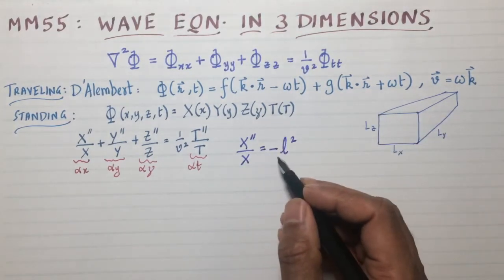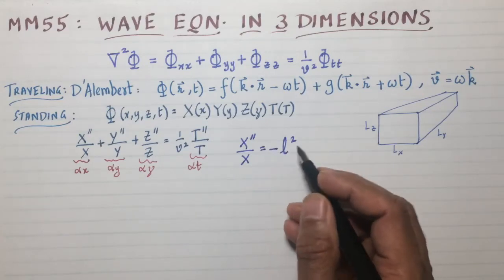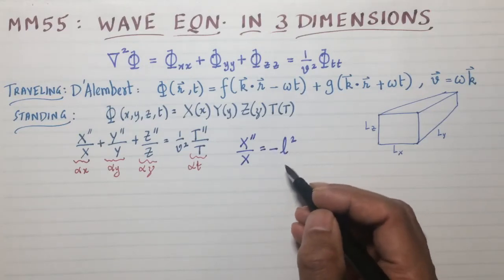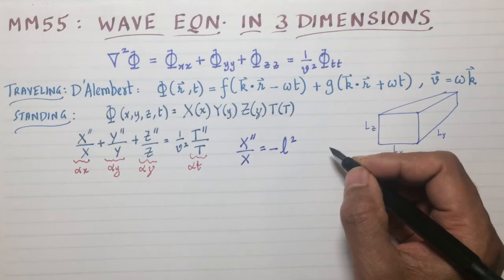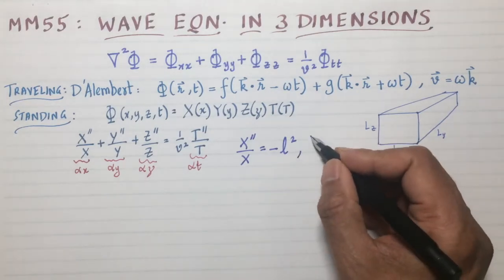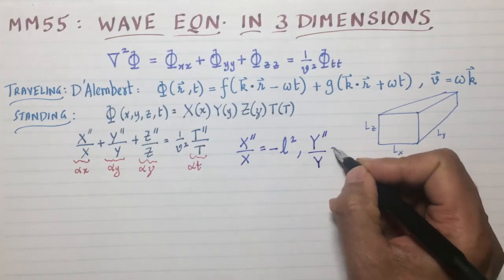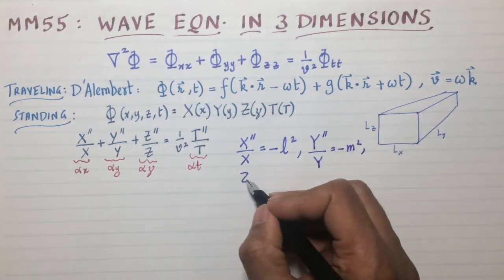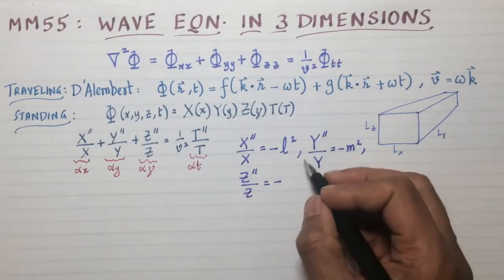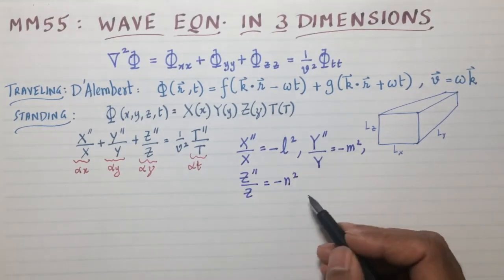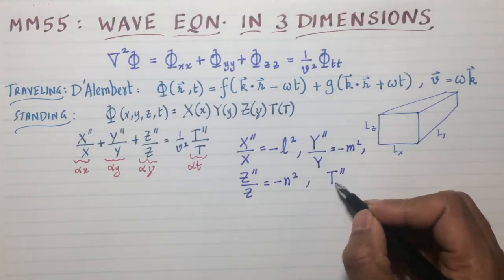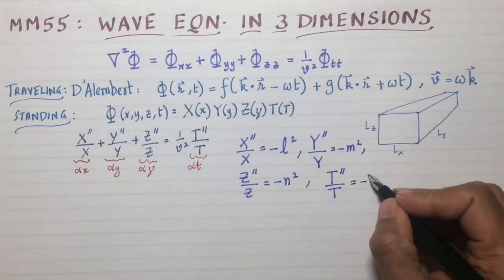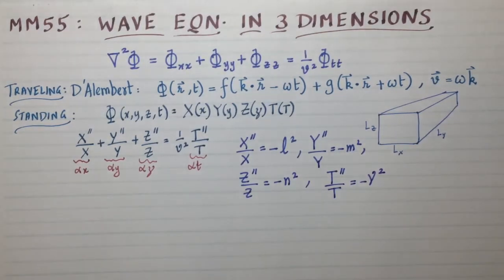Now we are again going to eliminate the possibility of plus L squared because we don't want cosh or sinh. We want instead periodic, so we want sine and cosine. And L, M, and N are all going to be real. Similarly, y double prime over y is going to be negative m squared, and z double prime over z equals negative n squared. And then, just because we've carried on like this, let's also do the same thing for t double prime. We'll say t double prime over t is negative gamma squared, because that also has to be a constant.